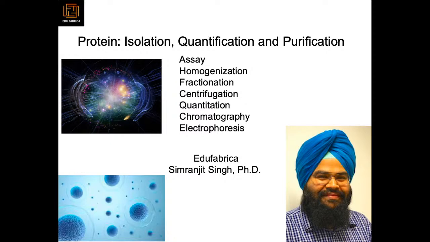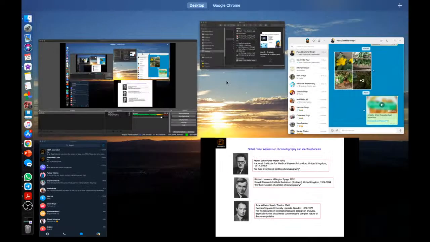So first, in order to isolate your protein, we will deal with homogenization, fractionation, centrifugation. Then we do the quantitation. Then afterwards for purification, we have many techniques in chromatography and gel electrophoresis. So all in all, this is the content of today's lecture. So let's discuss.